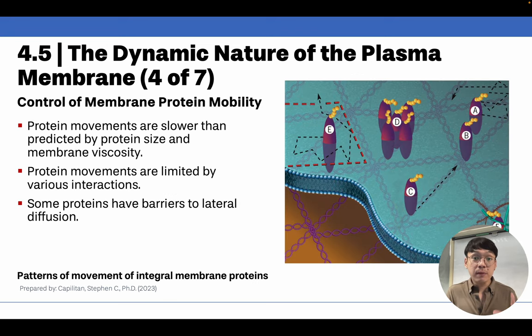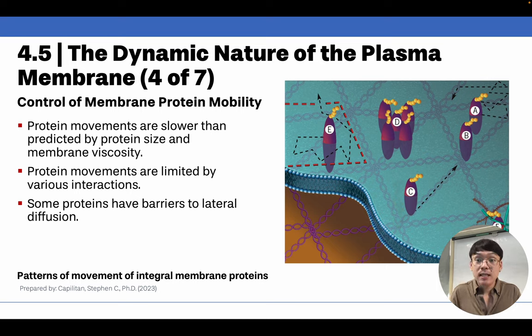How do we control this membrane mobility? Protein movements are slower than predicted by protein size, of course, how big the proteins are, and also by membrane viscosity. Protein movements are limited by various interactions. Some proteins have barriers to lateral diffusion, so they move laterally. Depending on the cell type and the conditions, integral membrane proteins can exhibit several different types of mobility. Protein A, you'll see here in this photo, is capable of diffusing randomly elsewhere throughout the membrane. Though its rate of movement may be limited, it can move elsewhere.